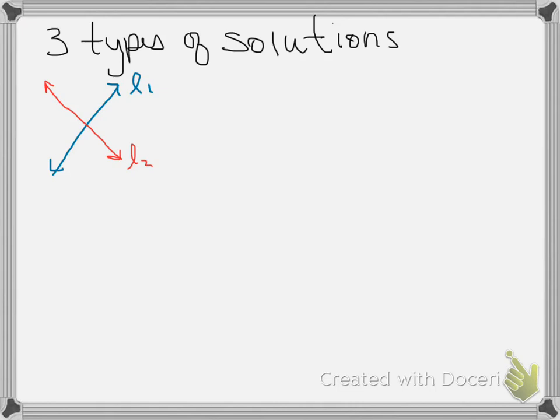There are three types of solutions. When we're talking about linear solutions, it's talking about how many times the lines touch. In this case, we have two lines here. One's L1 and the other one's L2. I'll put them in different colors so you can see them. When the lines intersect, this is called a single point solution. They intersect right there, so that is a single point solution.